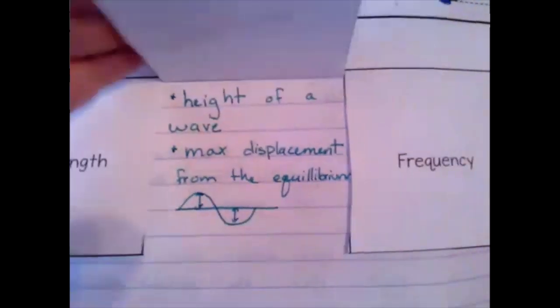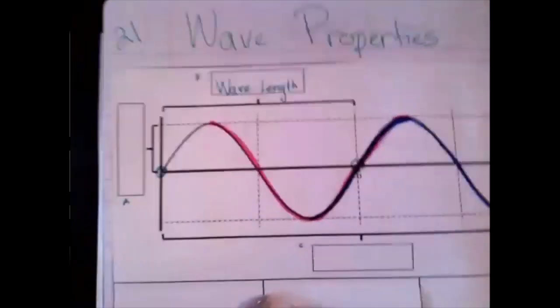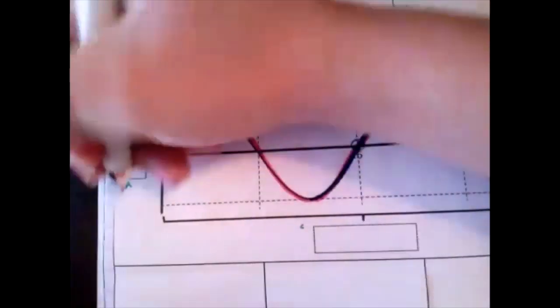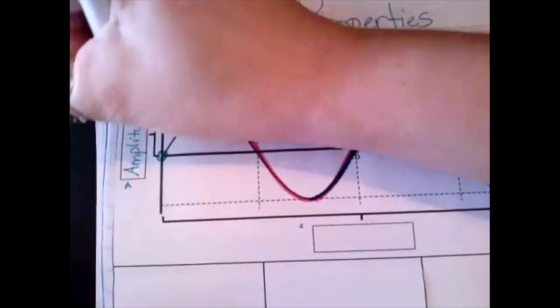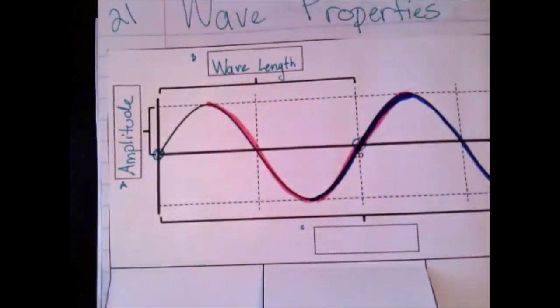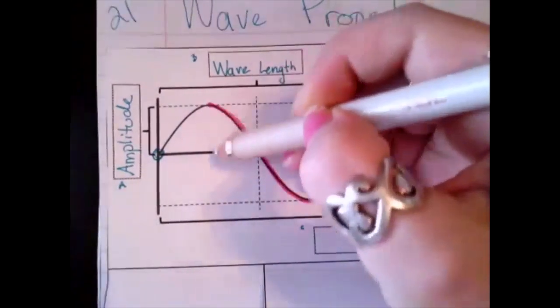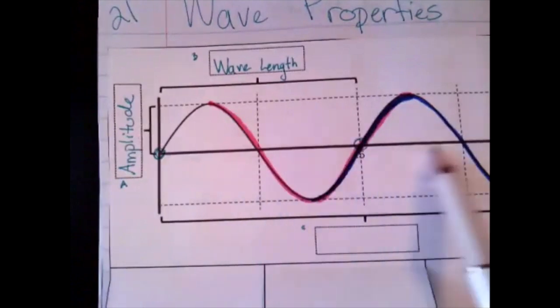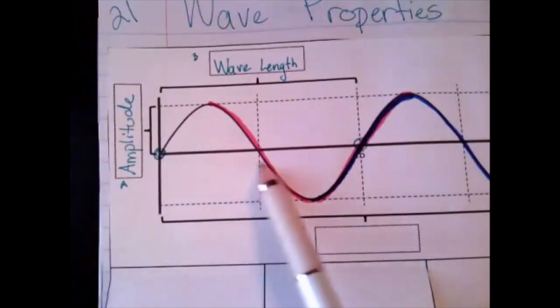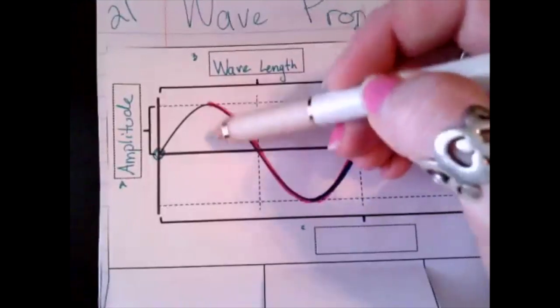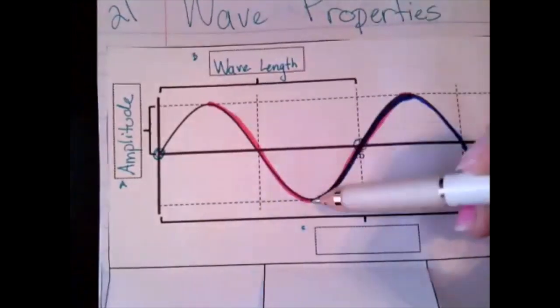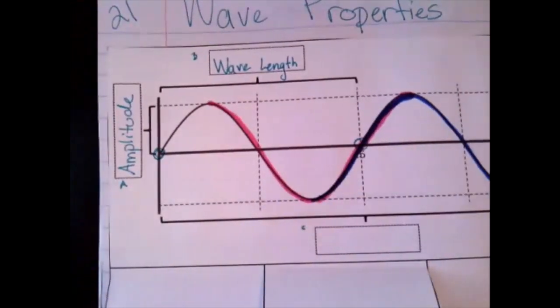Yes, it is A. Looking up here, this is that amplitude. Okay, that's that maximum displacement. This big thick line down here in the middle, this is our rest position, which means this right here is going to be our amplitude, here or here, that maximum displacement.